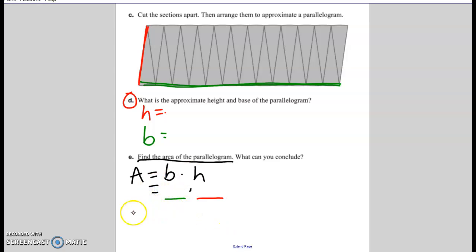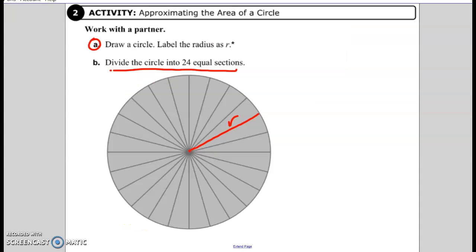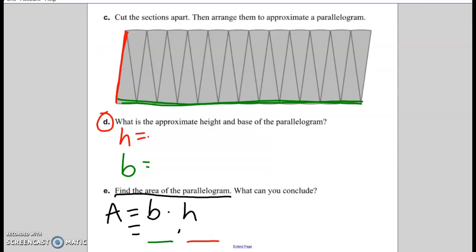And so my hope is that you're going to see here that in rearranging parts of a circle into a shape that you know, the parallelogram, you can develop the formula for the area of a circle if you can look at this in terms of parts of a circle.